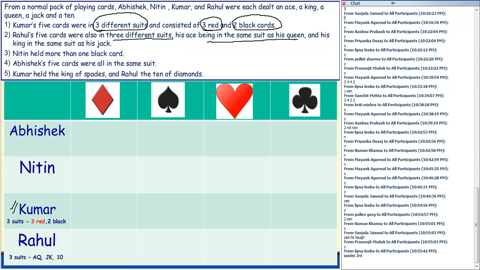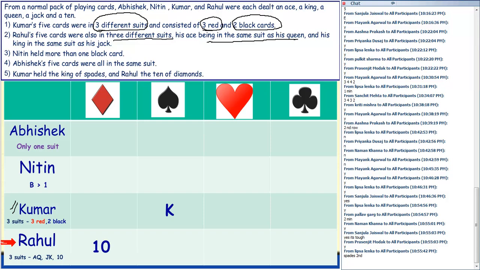I'm just going to take the pointer here. There are 3 suits. A and Q will always come together. J and K should come together, and 10 will be single, alone here. Now third, Nitin held more than 1 black card. Abhishek's 5 cards were all in the same suit, only one suit. Kumar held the king of spades and Rahul the 10 of diamonds. So I can mark Kumar held the king of spades and Rahul the 10 of diamonds here.